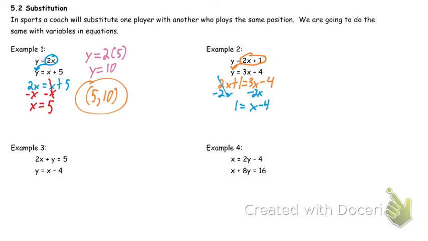Well, now what do we have to do to get x by itself? Add 4 to both sides. And 1 plus 4 is 5. X is 5.